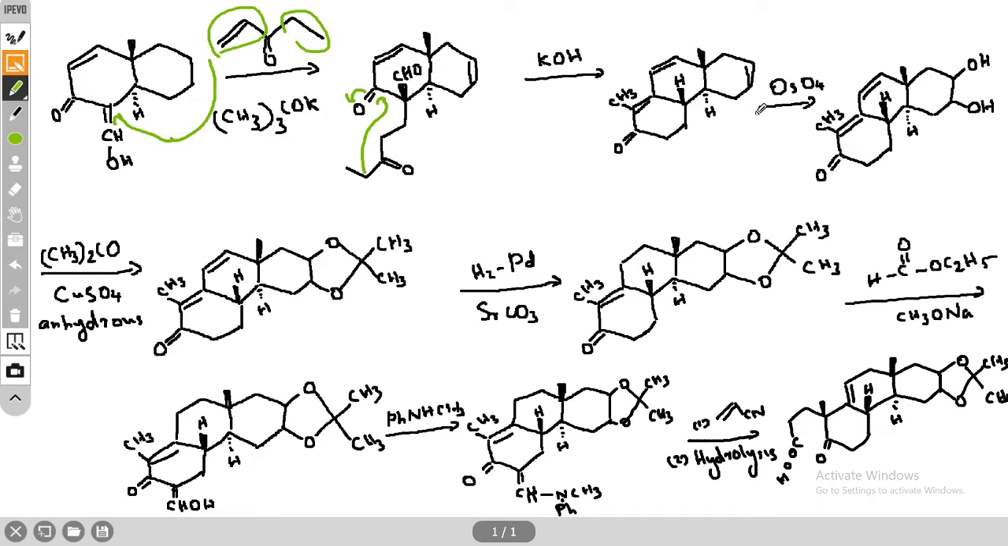After that, it is treated with osmium tetroxide. Osmium tetroxide is a dihydroxylating agent. So it will act at this isolated double bond and form a diol. So why does this osmium tetroxide not act on this?